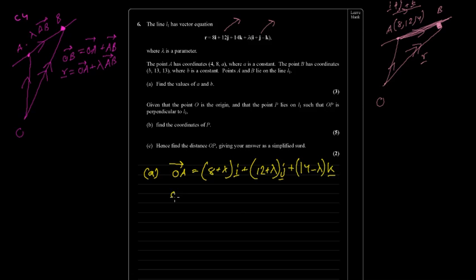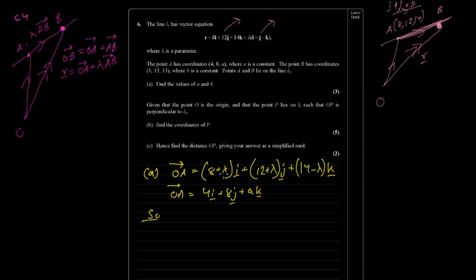But OA is also expressed as a position vector of this point. If this is A, OA can also be expressed as 4i plus 8j plus ak. Remember, both of them are OA. So this line on which point A and point B lie, depending on a particular value of lambda, we can find the position vector of any point on that line, because after all it is the position vector format.